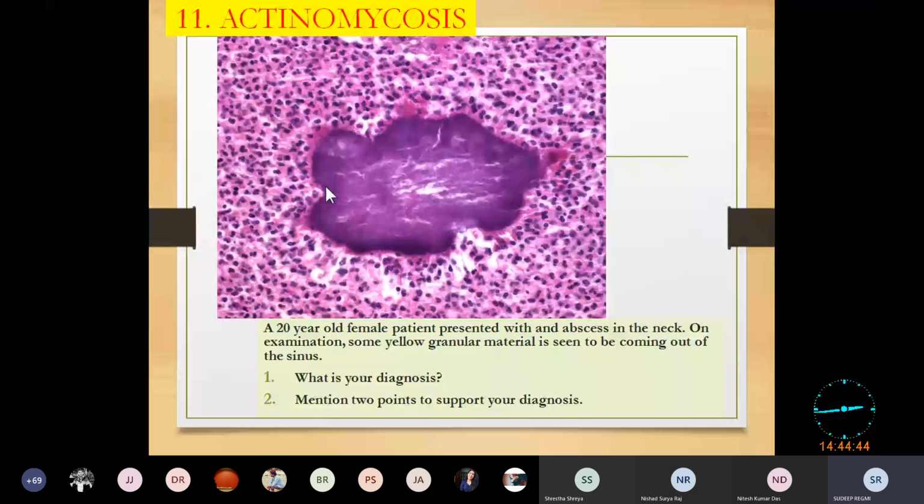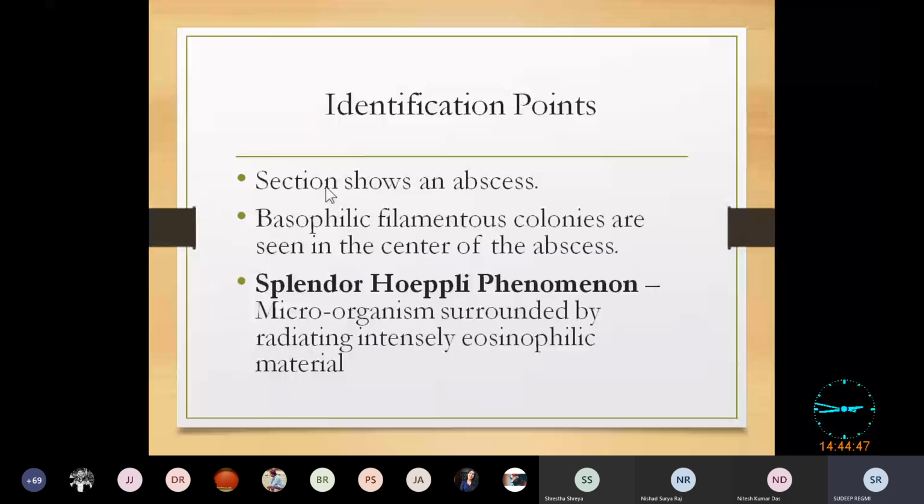So here the section shows an abscess with basophilic filamentous colonies of bacteria seen in the center of the abscess, and there is presence of the Splendore-Hoeppli phenomenon, which is the microorganism surrounded by radiating intensely eosinophilic material.